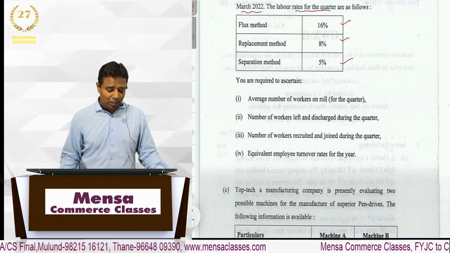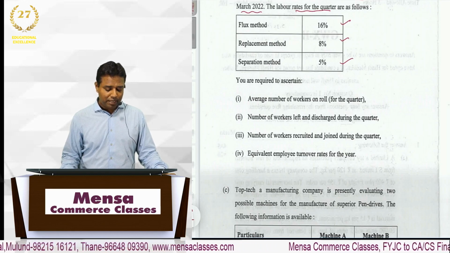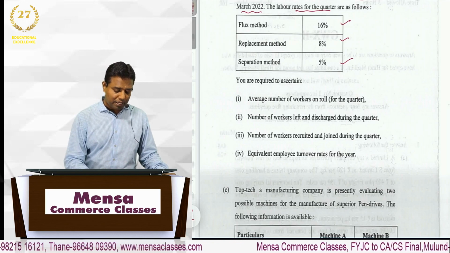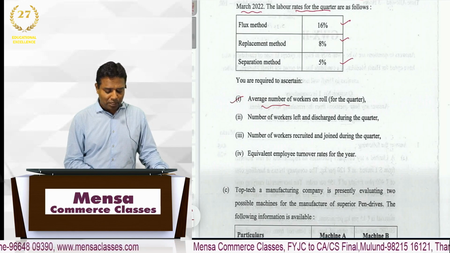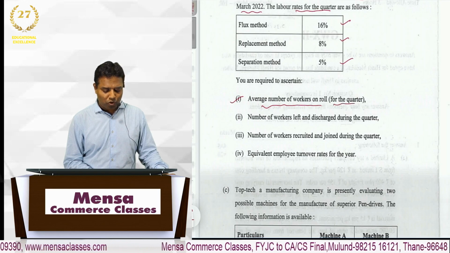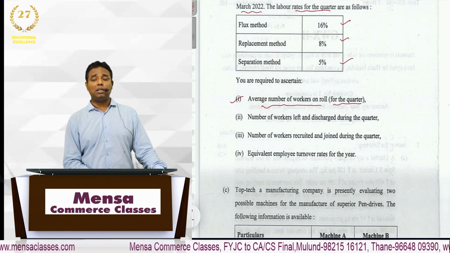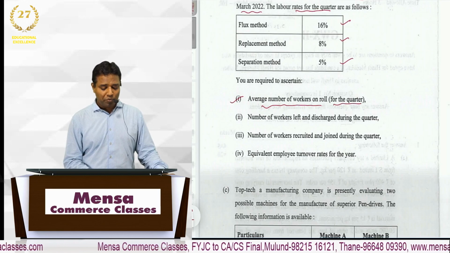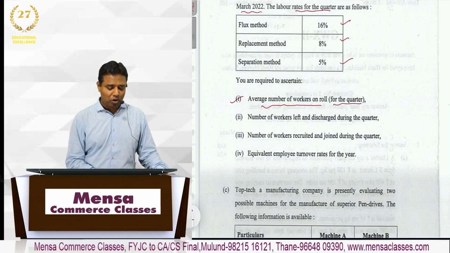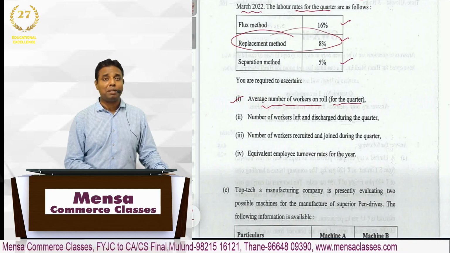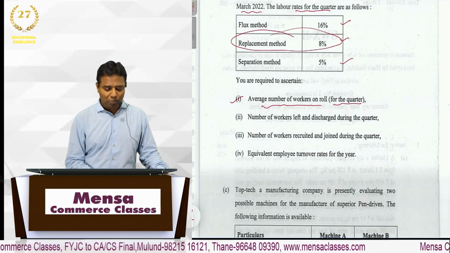As usual, we would like to know what exactly the question is asking for. You are required to ascertain, number one, the average number of workers on roll for the quarter. Average number of workers is required. We know the number of workers replaced, so which formula can we use? You can use the replacement method. What is the formula for the replacement method?